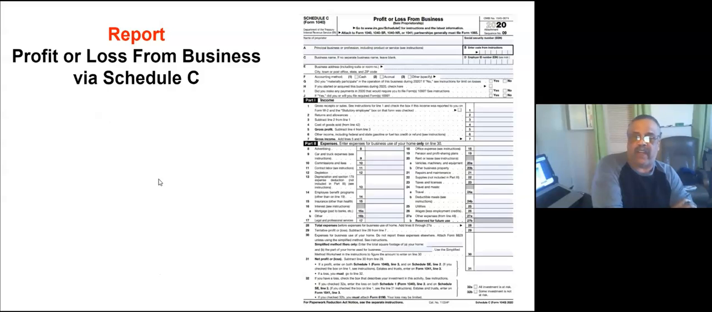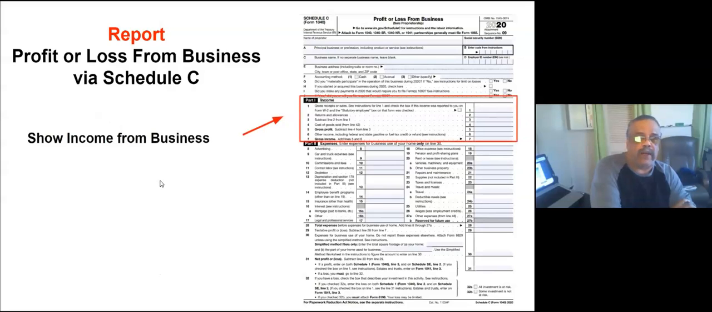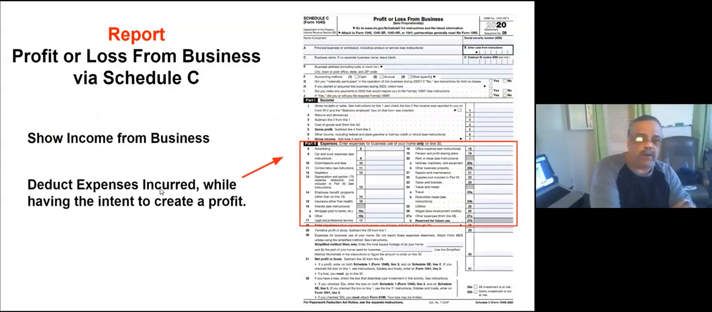Your Schedule C is where you report your profit or loss from your business. Part one is the income that you've incurred from your business, and part two is the expenses that you have incurred from your business.